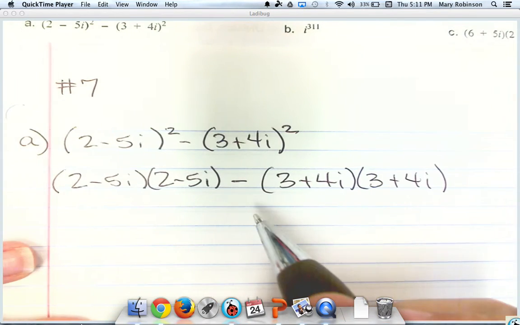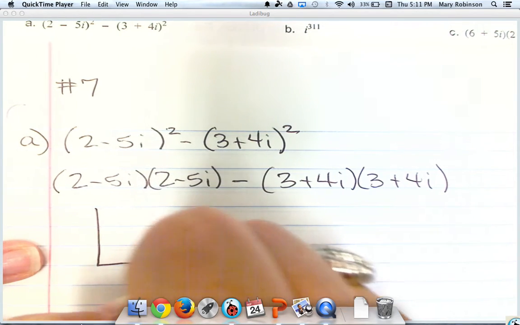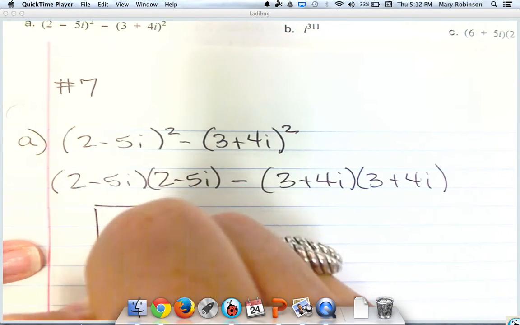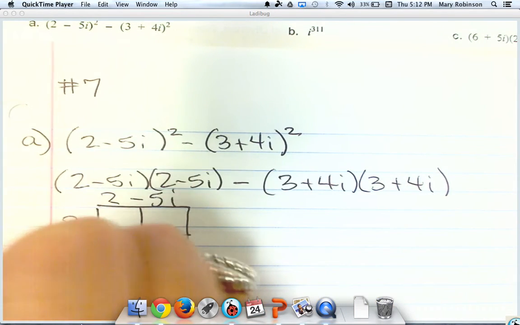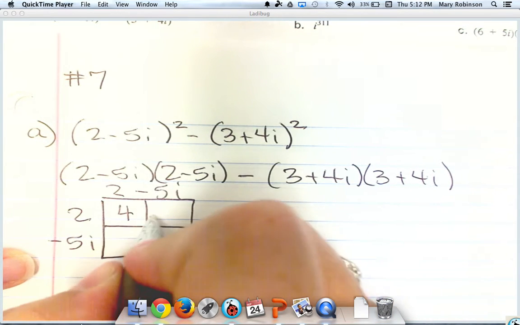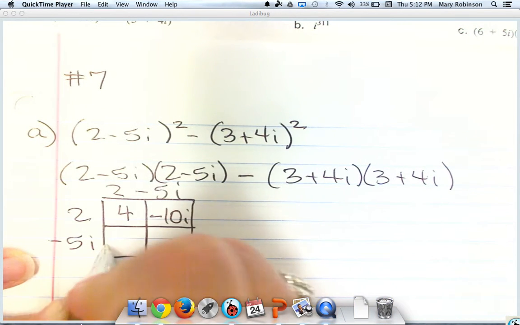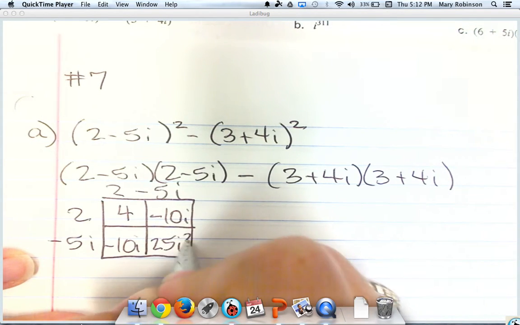And you can either use the box method or not use the box method. You can just double distribute. I'm going to use the box method. It helps some students, so that's what I'm going to do. So 2 times 2 is 4, minus 10i, minus 10i, positive 25i squared.